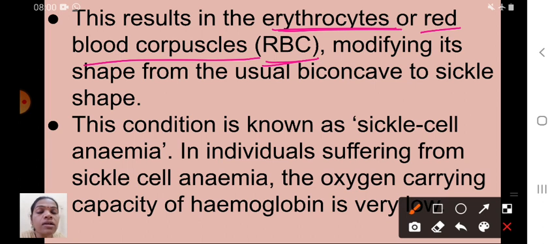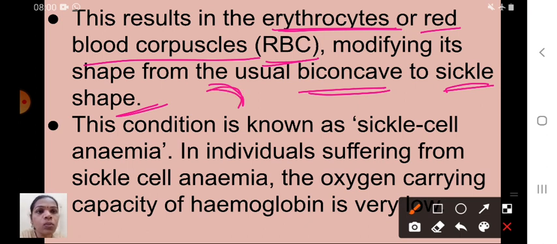See here, children. So at that time, because of that valine amino acid, what will happen? This results in the erythrocytes, or RBC cells, modifying their shape from the usual shape of RBC cells, that is biconcave, to sickle shape. Sickle shape means like this shape.